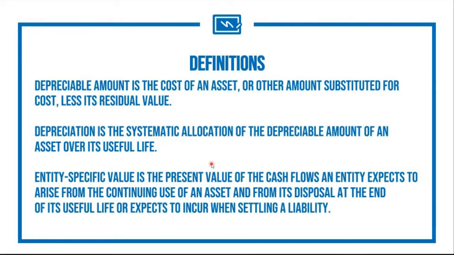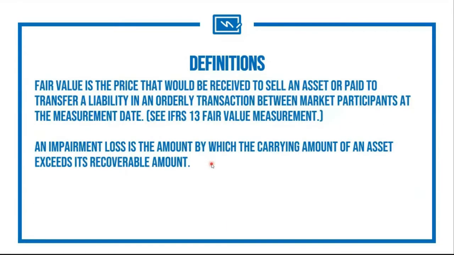We have entity-specific value, which pertains to the present value of the cash flows that an entity expects to arise from the continuing use of an asset and from its disposal at the end of its useful life, or expects to incur when settling a liability. So, entity-specific value generally is termed as value in use. So, it's basically interchangeable. Entity-specific value and value in use are almost the same. Generally, they can be interchangeable.